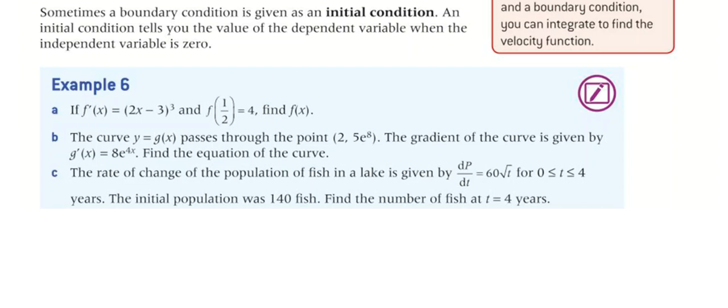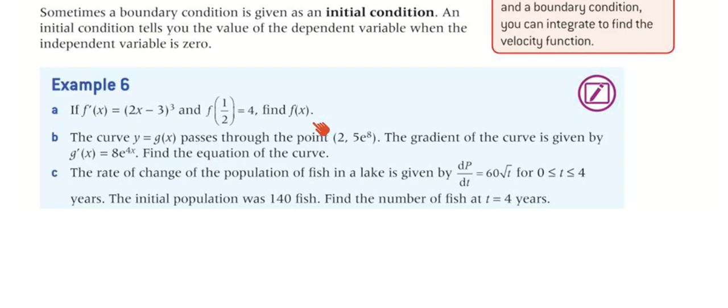Okay, so we are told in part A that we are given the differential, right? We are told that f dash of x is (2x minus 3) to the power of 3. We are then given a value here, which is f of a half equals 4. Now that f is not the same as the f dash, is it? F would be the function.